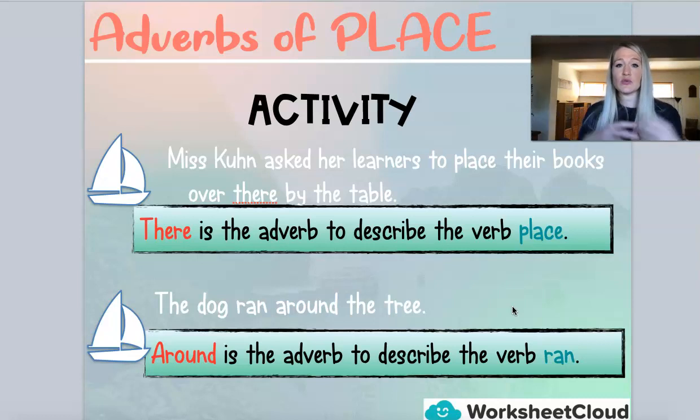He didn't run quickly or slowly. It talks about that he ran around the tree. So do you see that it allows us to have that image in our mind of that dog and where he's actually running? He's running around the tree. I'm picturing him running around the tree.